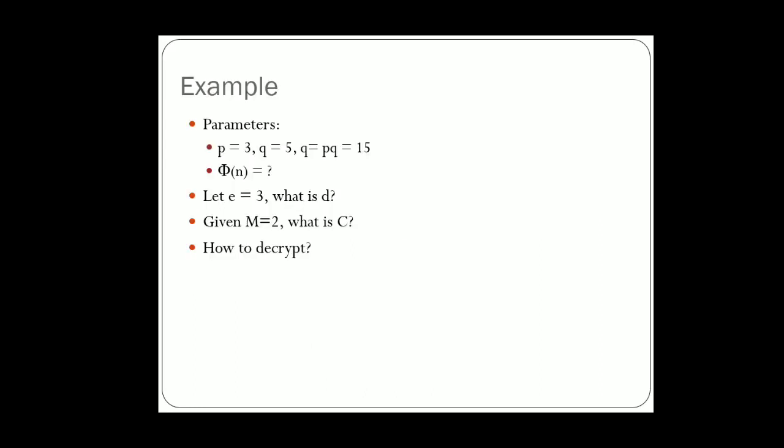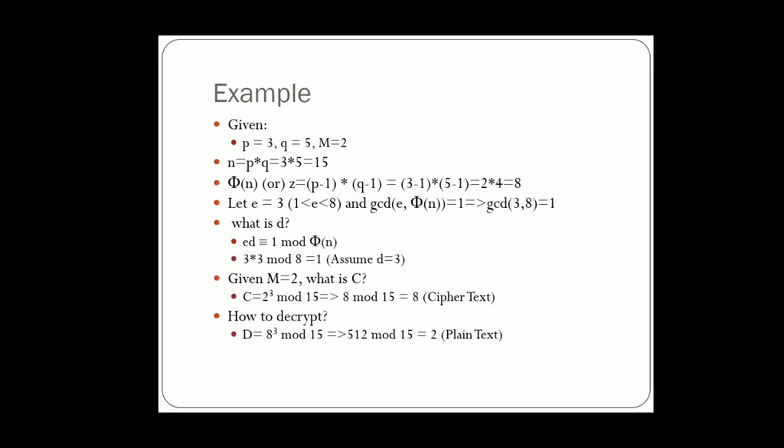Let us demonstrate this algorithm by using a simple example. Here we have the parameters p equals 3, q equals 5. From these parameter values, we have to calculate the value of n, phi of n, e and d. The message is given as 2. From these parameters, we have to calculate the ciphertext C. So, how to encrypt the message? We have the parameters p equals 3, q equals 5 and m equals 2.